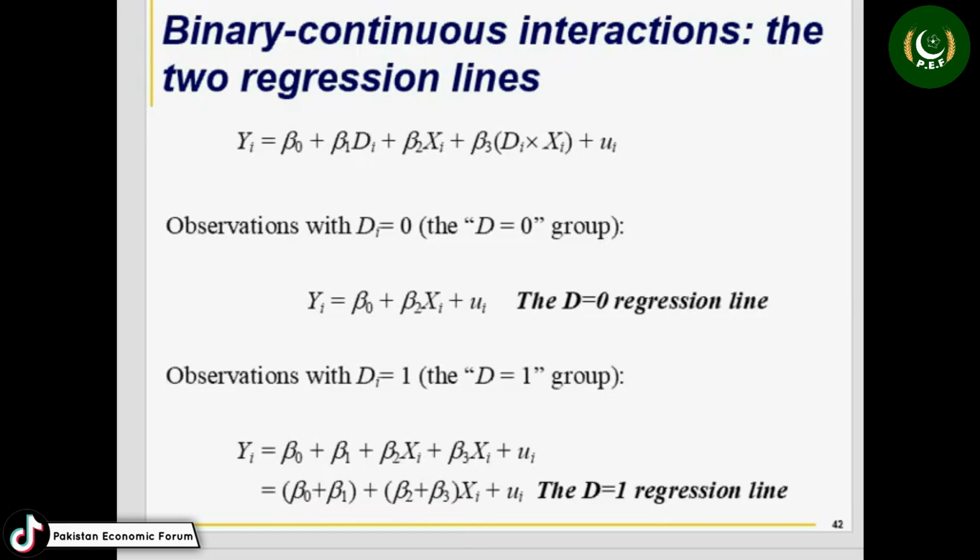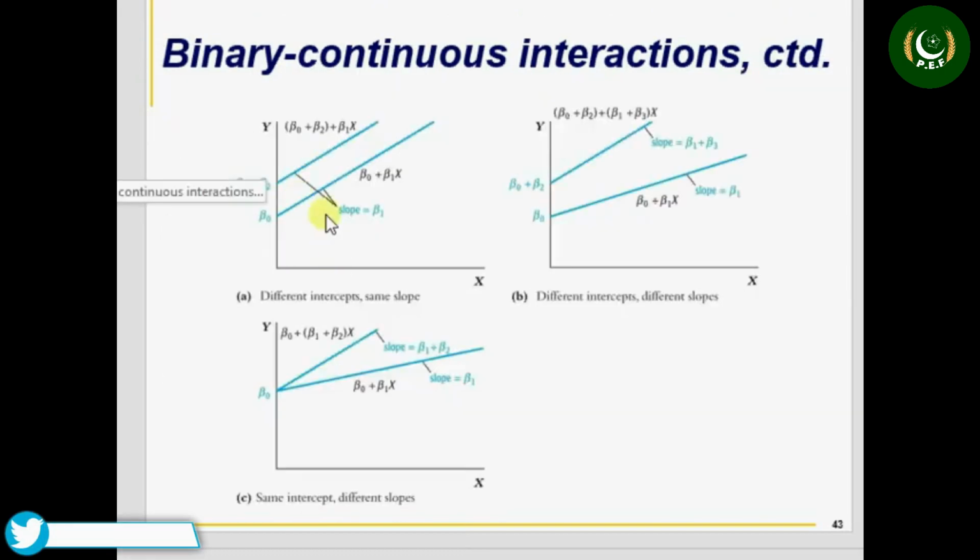Look here. This is where you have both binary. The only difference is that in this one the slope in both cases is beta 1, but intercepts are different. In this case, you have slopes different and intercepts same. In this case, intercepts and slopes are both different. So you can have these three cases.